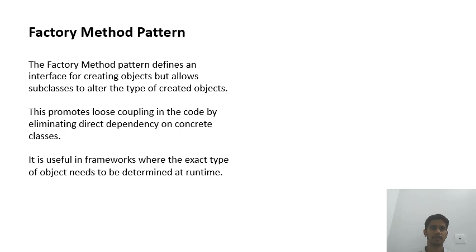Factory method pattern. The factory method pattern defines an interface for creating objects but allows subclasses to alter the type of created objects. This promotes loose coupling in the code by eliminating direct dependency on concrete classes. It is useful in frameworks where the exact type of objects needs to be determined at runtime.